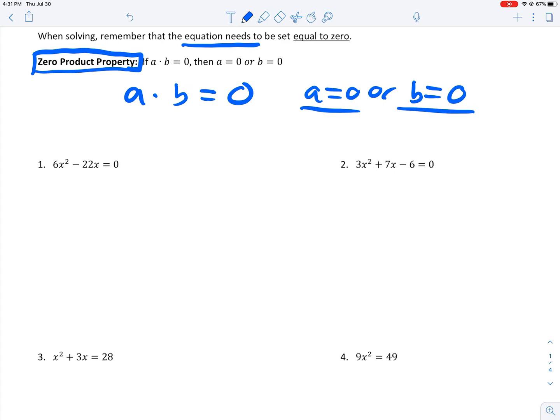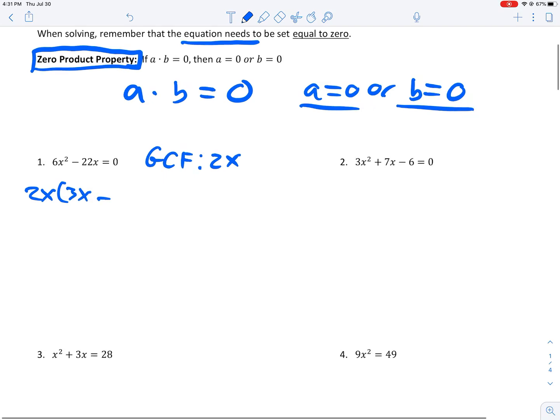Looking at example 1, it's a quadratic because it's x squared. In order for us to solve, I'm going to try to factor. It's already set equal to 0. I do notice there's a GCF of 2x. If I factor out a 2x, I'd have a 3x minus 11. If I quickly mentally distribute that back through, do I get what I started with? 2x and 3x, that's 6x squared. 2x times minus 11, you get minus 22.